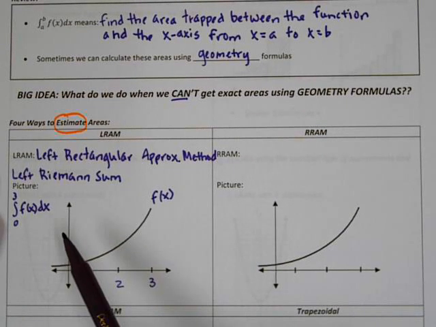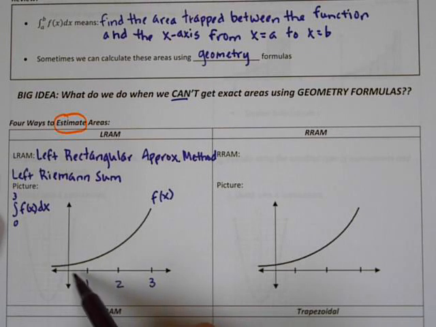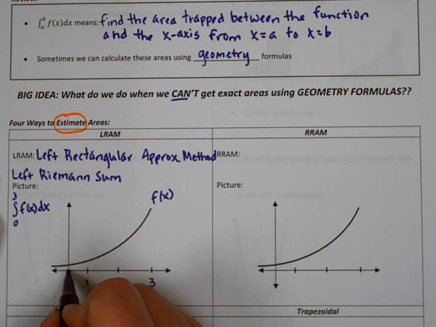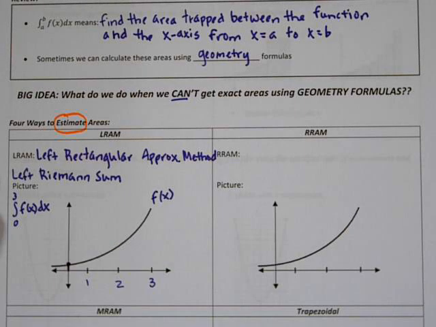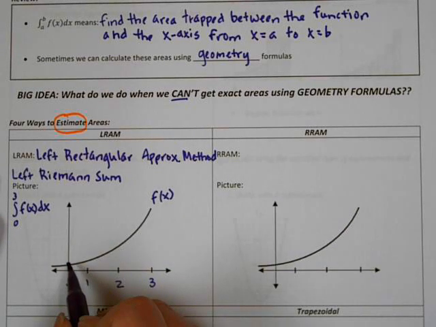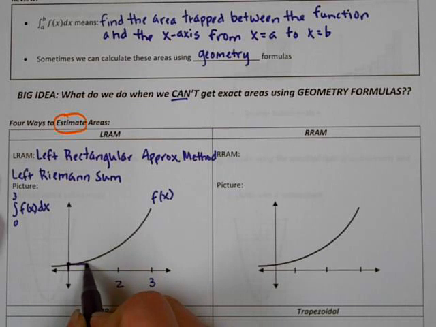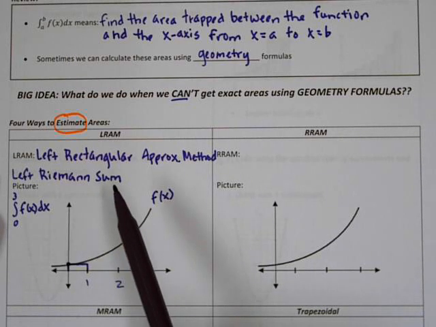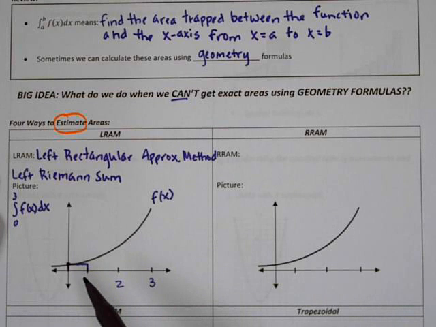And for the LRAM, we're going to start on the left. In this case, we've got an interval from 0 to 1, 1 to 2, 2 to 3. So the left side there would be at 0 for my first interval. I'm going to go up to the function and make a dot. That left endpoint now tells me the height of my entire rectangle from 0 to 1. It's called the left rectangular approximation method because we're using the left endpoint to find the height of our rectangle.